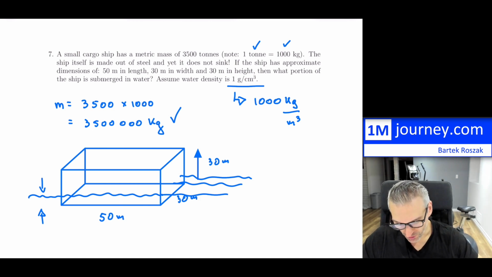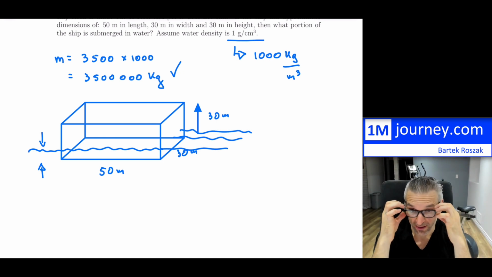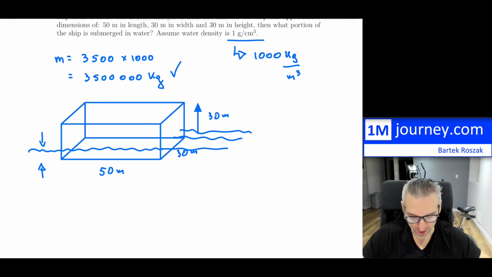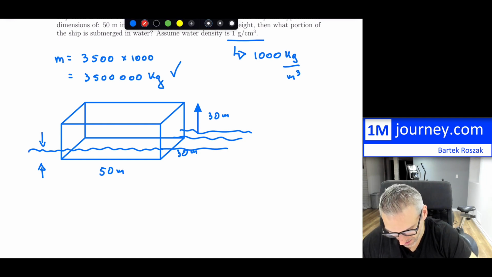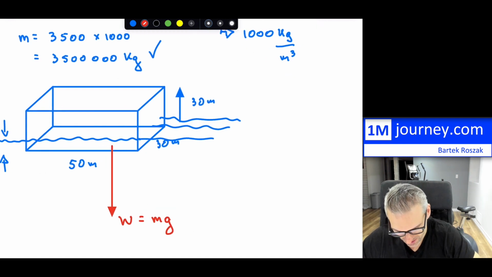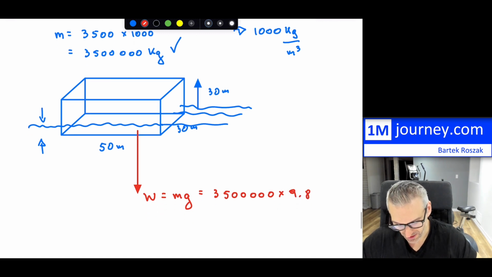Well, it turns out that whatever you place on top of the water will displace an amount of water equal to the actual weight that it carries. So this has a certain amount of weight, right? This weight is pulling it down. Now that weight is just mass times gravity. We know exactly what this is because we know the mass of the ship. This is going to be 3,500,000 times 9.8. So that's the weight of the ship.